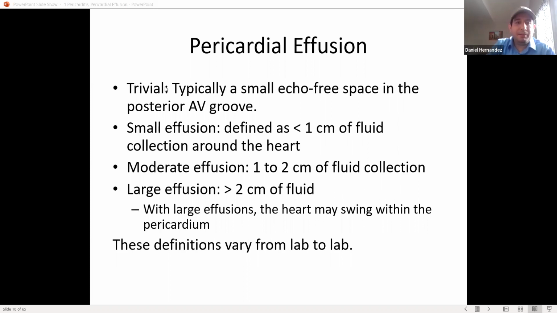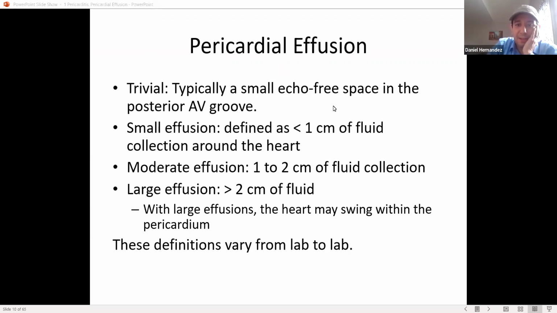So this is our little breakdown when we're talking about grading the severity of our pericardial effusion. If we see a small echo-free space in the pericardial space, just a trace amount of free fluid, we call this a trivial amount. Again, a small trace pericardial effusion is just considered trivial.